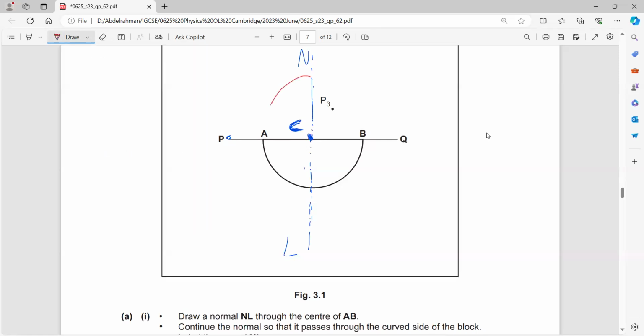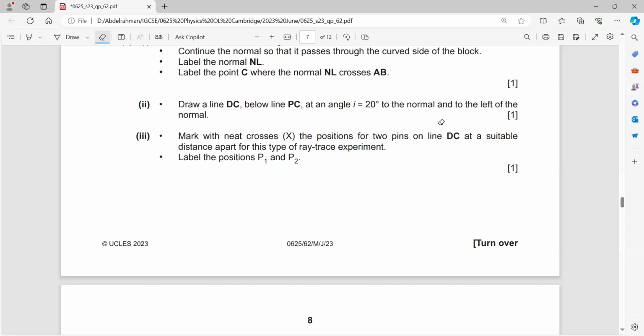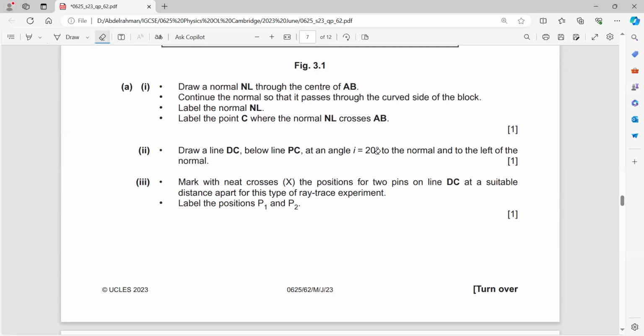I will put my protractor this way, and I will measure from 0, 10, 20. Okay, so this is 20 degrees. I'll measure 20 degrees, and I will name the line DC. Okay, easy. Then mark with neat crosses, X's.